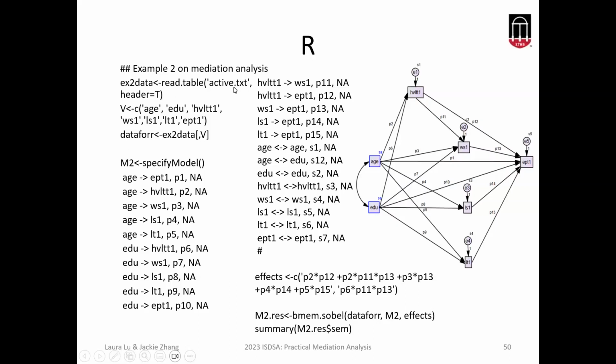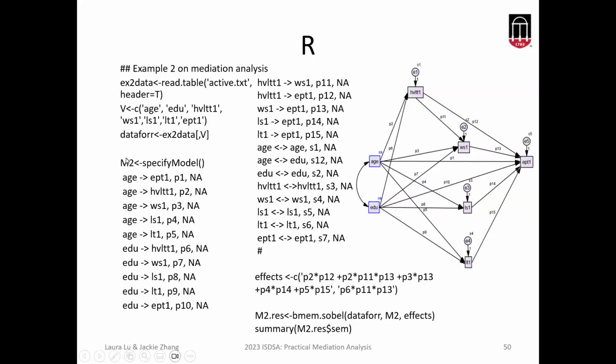First let's look at the R code. The data is called active.txt, and we also have the header, or the column names. So we read the table, the file name here, with header equals TRUE. And we're going to pick those variables from the original data set. The original data set is quite big, so we pick age, EDU, HVLTT, WS, LS, LT, and the dependent variable EPT only. That is the simplified small data set for R. This is the first step, data preparation.